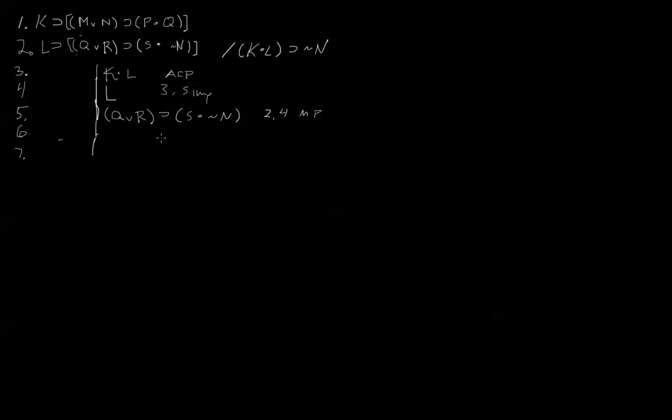Let me think about this. If I did assume Q, then I can use addition, get Q or R. Then I can get S and not N. Then I can simplify the S and I can simplify the not N. I'd eventually be able to get to not N, which is what we want here, but it's not what is helpful here. But I can get this, if Q, then not N. I can do that. I see how I can do that.